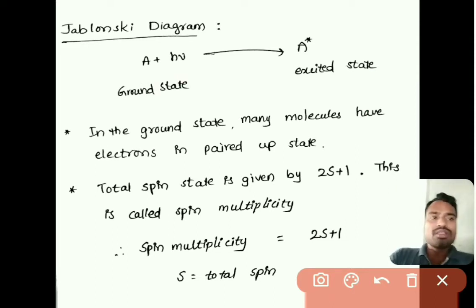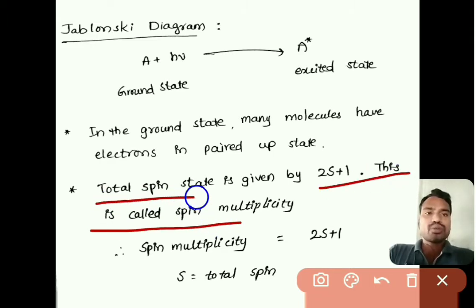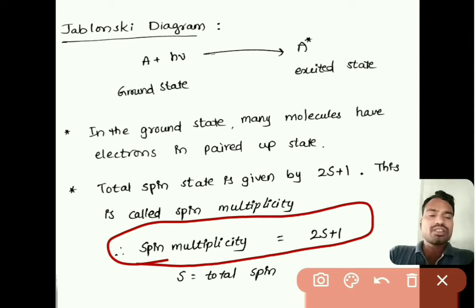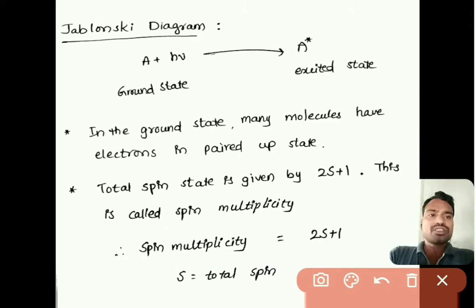In the majority of cases in molecules, the electrons are in a paired state. In the excited state, it may be a paired state or an unpaired state. That is explained through spin multiplicity. The total spin of the state is given by 2s plus 1, that is called spin multiplicity. Spin multiplicity equals 2s plus 1, where s equals the total spin of the state.